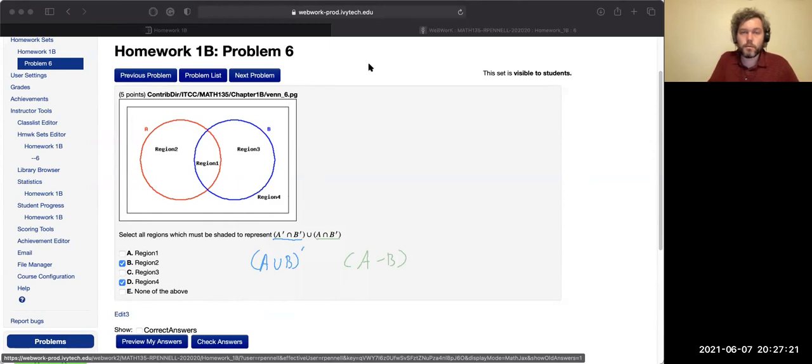Okay. So A union B complement, A union B is region 4. So A union B complement is region 4. And A minus B is over here, region 2. And we want to put those together. Okay. So the union of these 2 ideas must be region 2 and region 4. So that's how I would work through that type of problem.